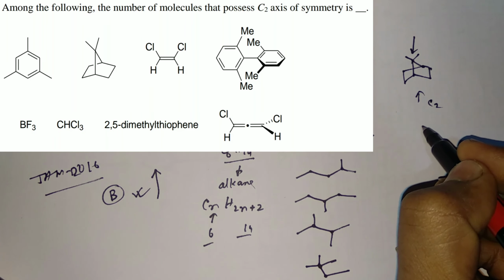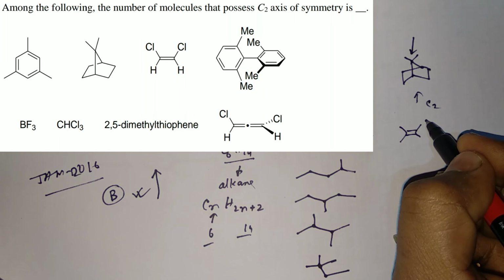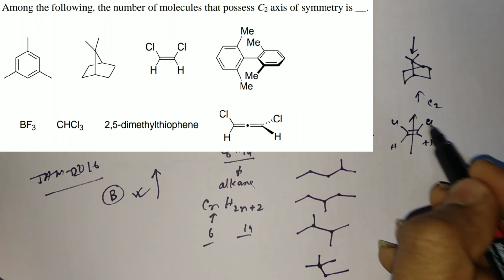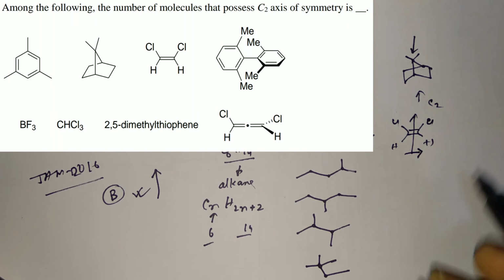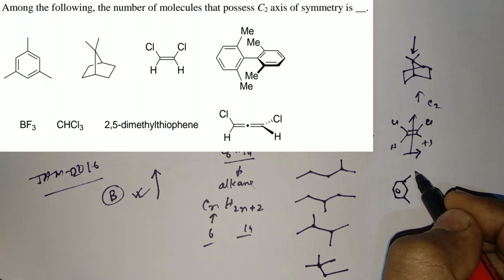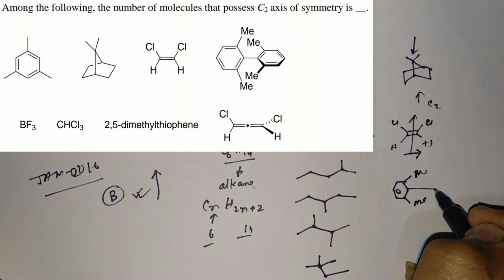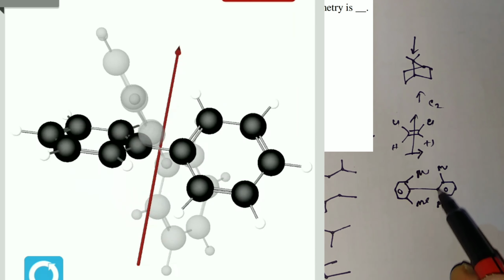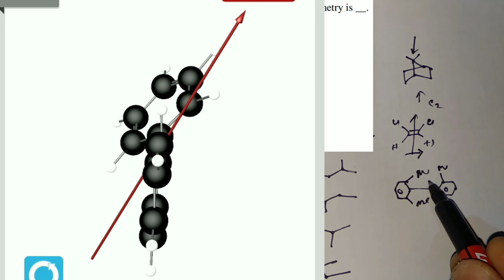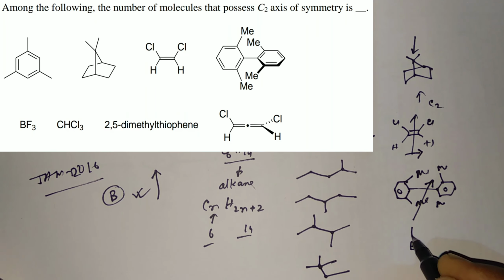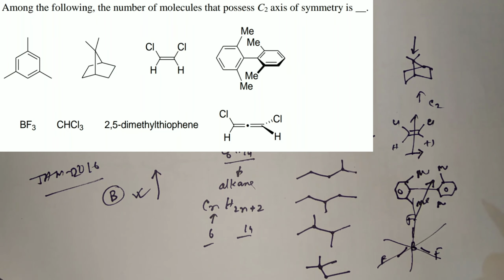Next, coming to this structure, there is Cl, Cl, H, H, and the C2 axis will be like this. Okay, and you will get the same structure. Then coming to option 4, that is Me, Me, and this is Me, Me. You can see on your screen that this also has the C2 axis of symmetry, right? So next, coming to BF3, that is like this, and from here 3 C2s are present.